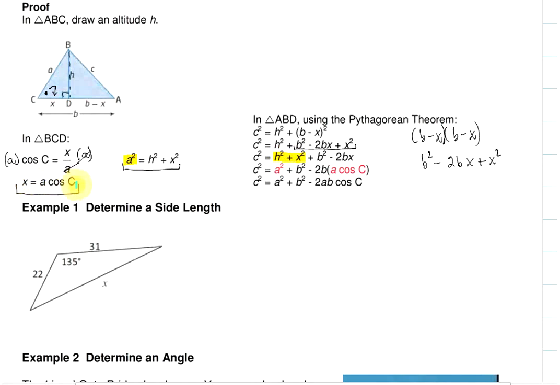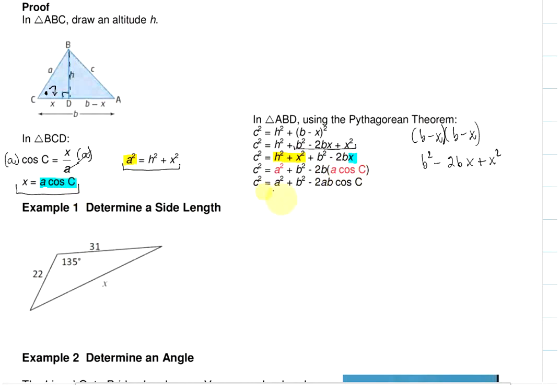And then the other thing that I want to do is I know that x is equal to a cos of C. So notice that you have an x here, and that's equal to a cos of C, so I'm going to substitute into there. I'm going to replace h squared plus x squared with a squared. Then I have plus b squared minus 2b, and in place of x, I'm going to put a cos of C. So I'm going to get 2b times a cos of C.